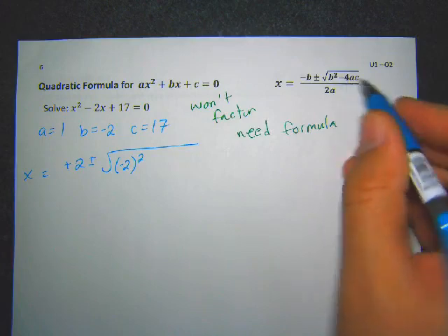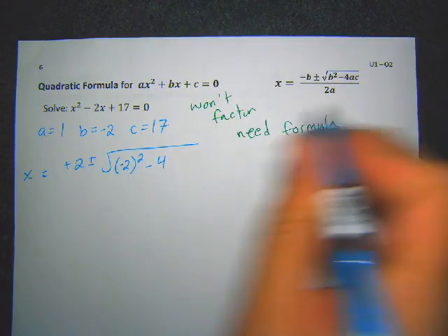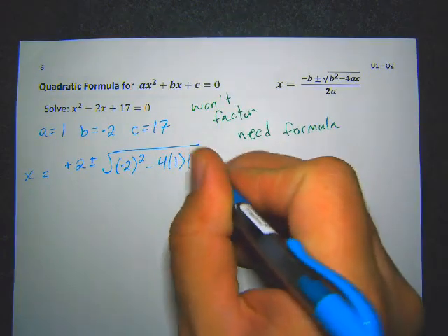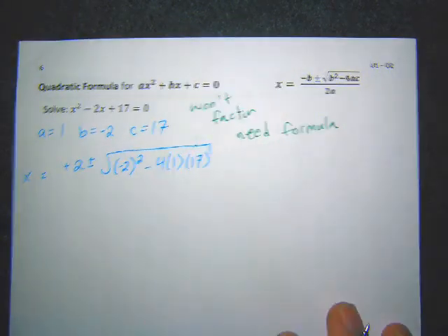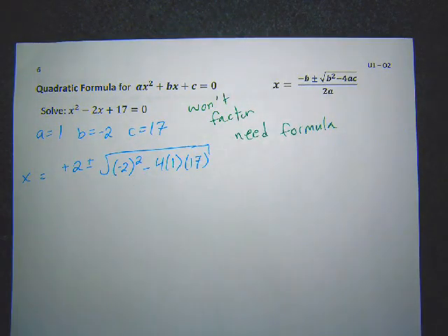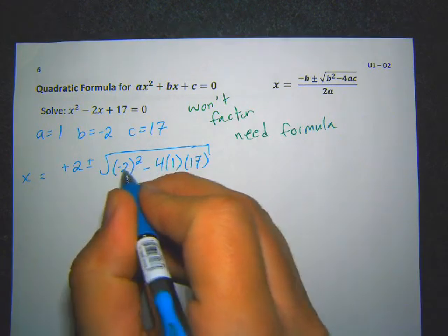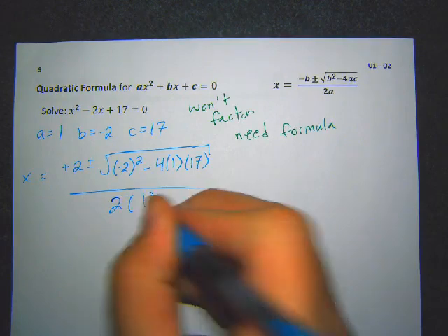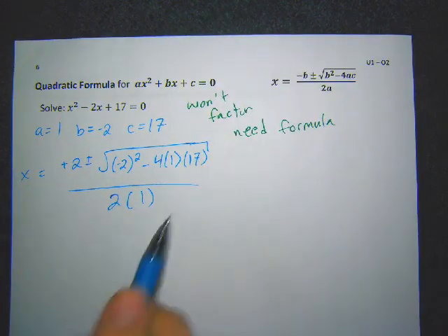Okay, then we do minus 4 times a, which we said is 1, so times 1, times c, which is 17, so we multiply that by 17. You can do all this stuff and maybe get a negative, but this first part should always be a positive. On the bottom, we have 2 times a, which is still 2 times 1. You'll see a lot of that where a is 1, so that'll be 2 times 1 on the bottom.